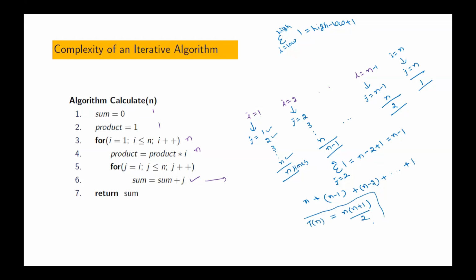Is that correct? Let T of n be the total number, and this is the operation which is repeated more number of times. So T of n we can write like this. I am only counting this. Is that correct? What is its order of growth? n square. Now T of n can be written as big O of n square, theta of n square, whatever we want.